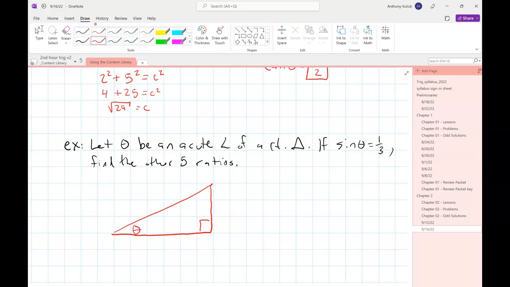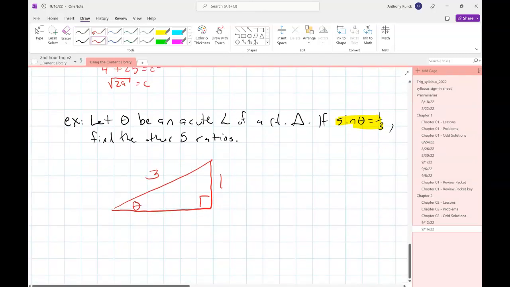Now, the other piece of information I'm given is that sine of theta equals 1/3. I'm going to use that to start trying to label the side lengths in my triangle. What does sine theta equals 1/3 allow me to label? Opposite, which should be 1, and the hypotenuse, which should be 3. How am I going to find that third side? Pythagorean theorem. So what do I write here for the Pythagorean theorem?